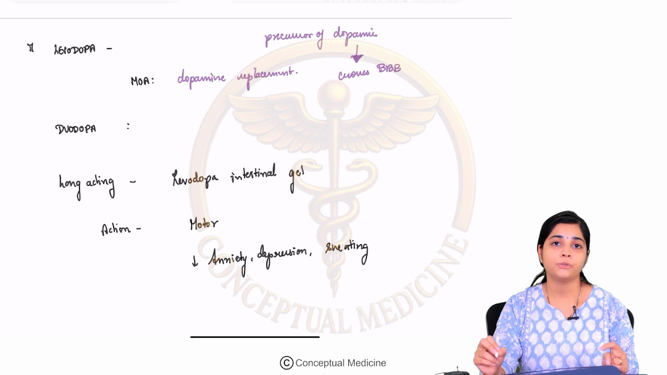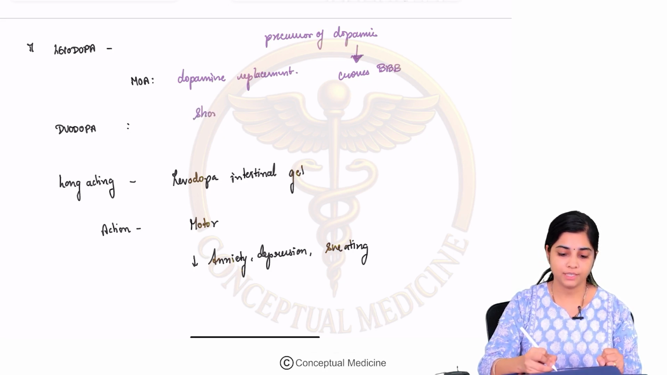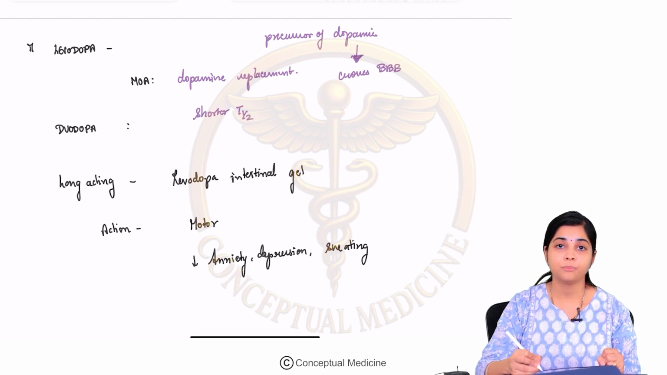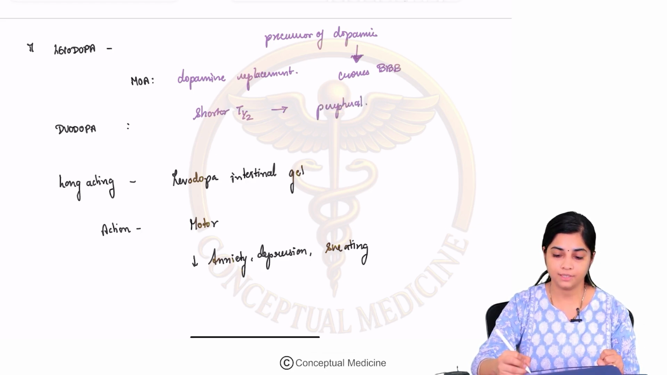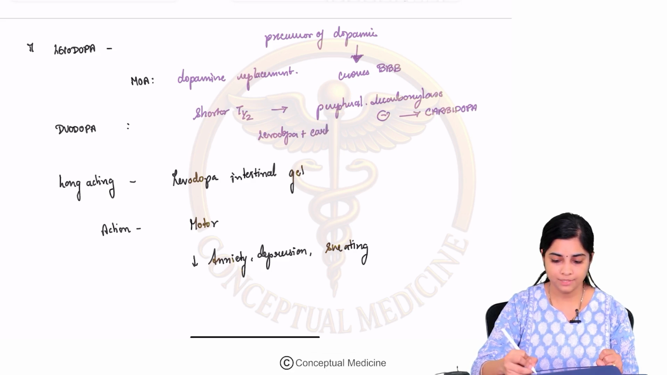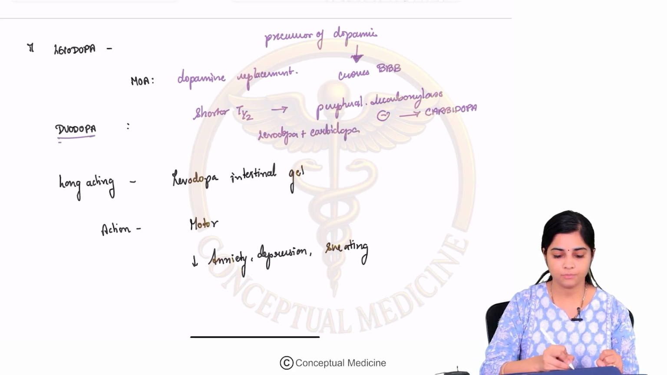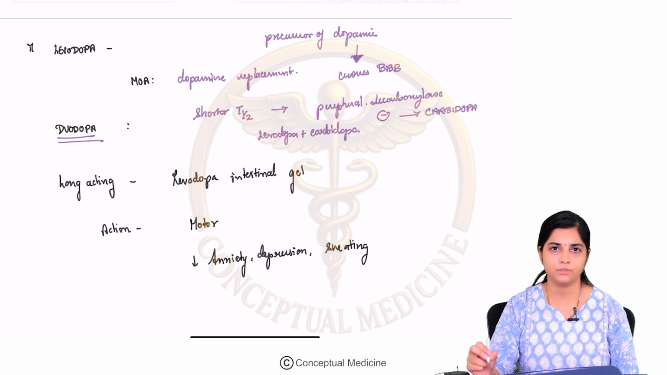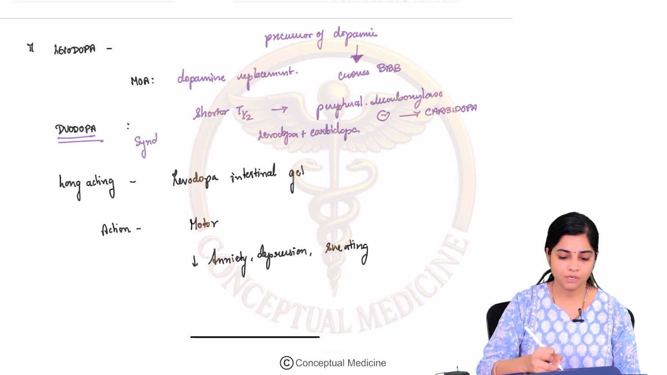Okay, but levodopa has a shorter half-life, and hence to prolong its action, we give a peripheral decarboxylase inhibitor to prevent the breakdown of levodopa. That is called carbidopa. So this levodopa plus carbidopa is what we call duodopa, or we give it under the brand name of syndopa.